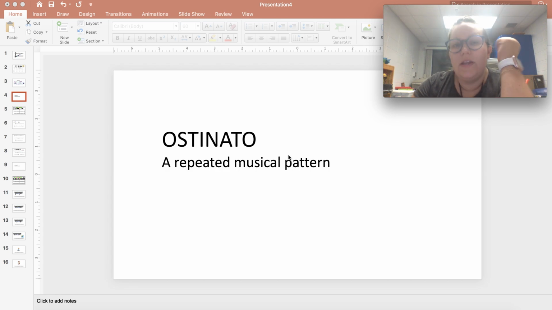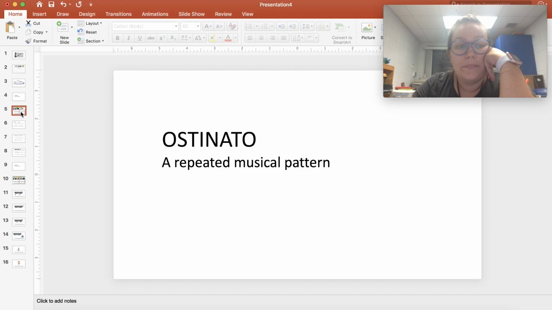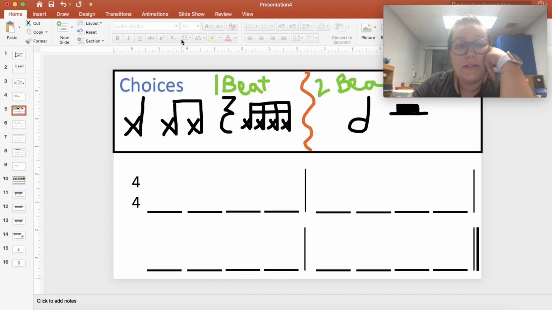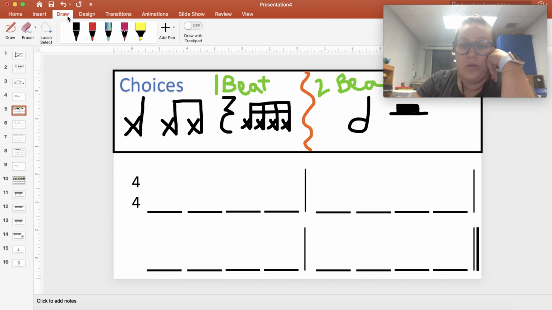So we are creating a pattern to go with Australia's on the Wallaby, and here is how you're going to do that. We know an ostinato is a repeated musical pattern. This picture is up on a slide for you. It should be on the next slide. And this slide is called Draw It. And you should be able to draw a rhythm in these 4 measures.